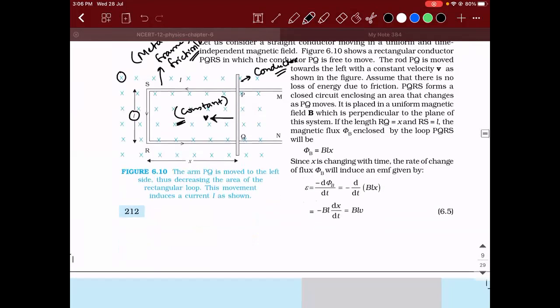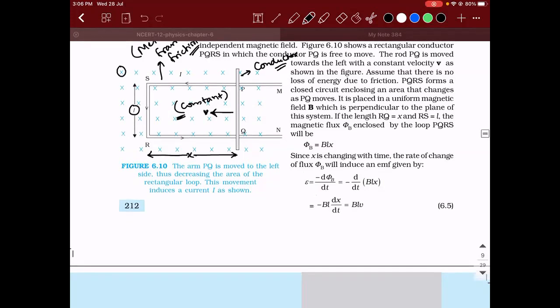Clear? Now, let's say at the time of its start, it is at a distance x from one of the ends of the metallic frame. Then our job is to first find out if there is going to be any EMF induced. If at all an EMF is getting induced, what is going to be its value? That is what we are going to see. So let's get started.